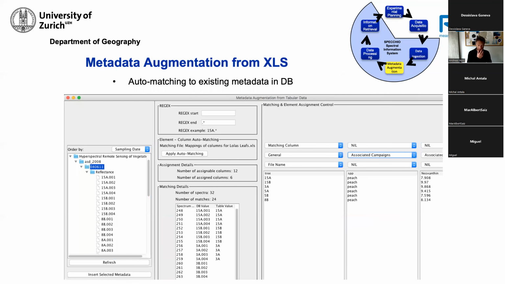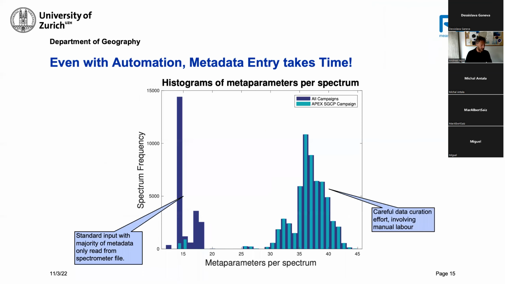You can also, if you have metadata in an Excel sheet which has a common link, this can be the file name or any other field that ties your spectral data to the metadata in this Excel sheet, this can also be read in an automated fashion and added to the metadata. In any case, no matter what you do, it just takes time.